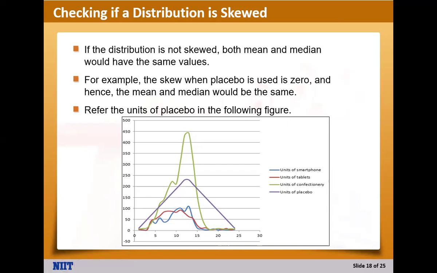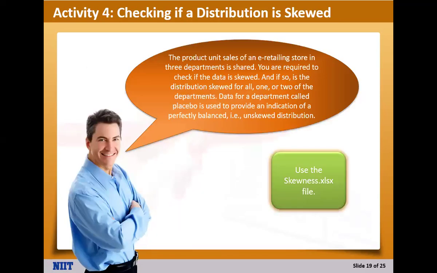Confectionaries, the one with the red. Where is the peak? Most of them are to the right, the steepness to the right. So let's look at the skewness; we'll be able to tell.